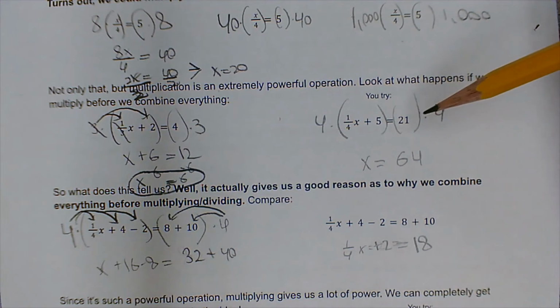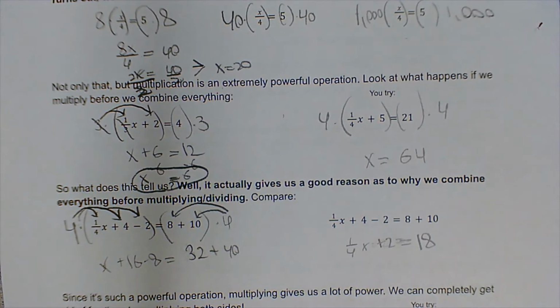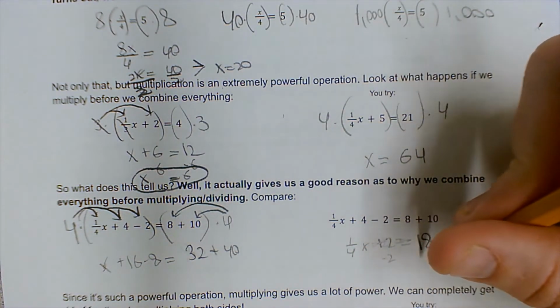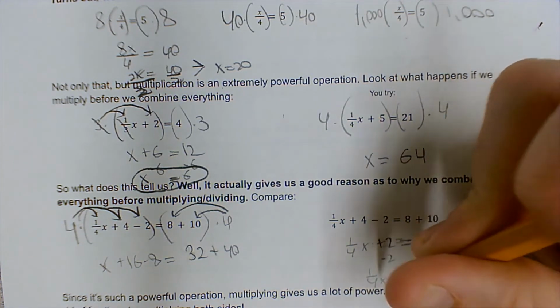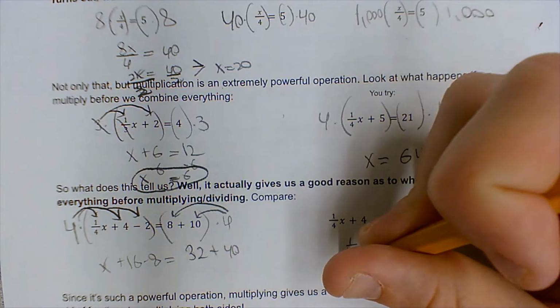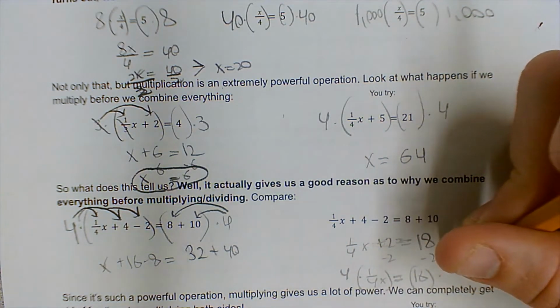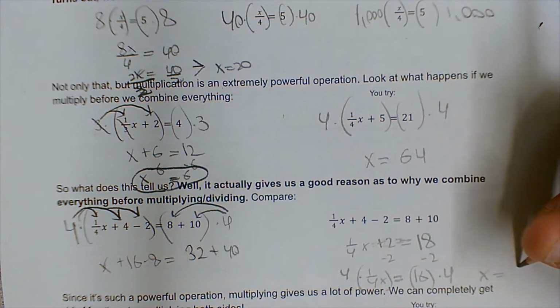And by applying my combining rules above, I don't have to deal with that crazy multiplication like I did on the left right there. So I want to subtract 2 from both sides. I have 1/4 x equals 16. And this is much cleaner, much more manageable. X equals 64.